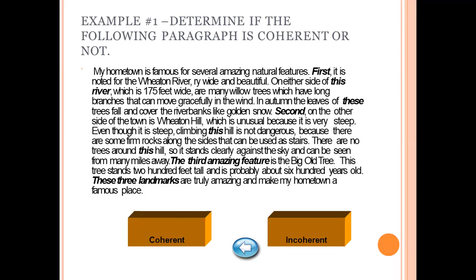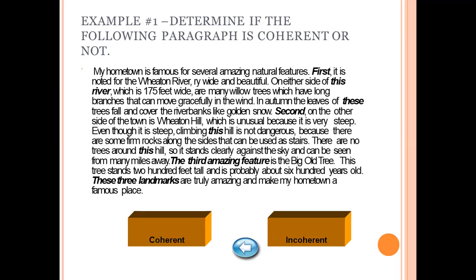And here is one real example. Let's determine if the following paragraph is coherent or not. My hometown is famous for several amazing natural features. First, it is noted for the Wheaton River, which is wide and beautiful. On either side of this river, which is 175 feet wide, are many willow trees which have long branches that can move gracefully in the wind. In autumn, the leaves of these trees fall and cover the river banks like golden snow.